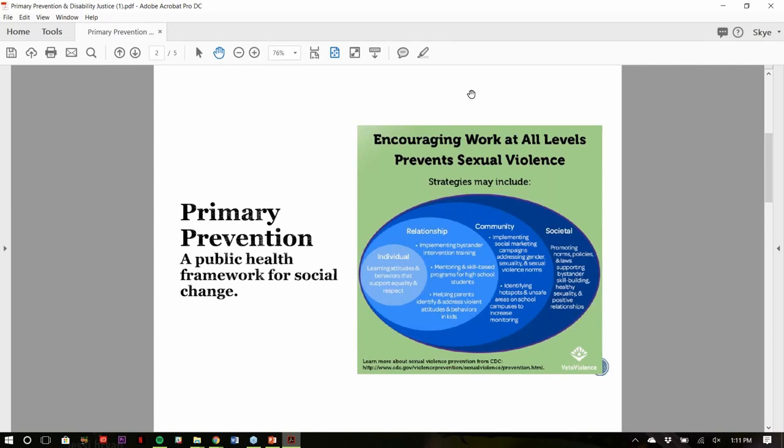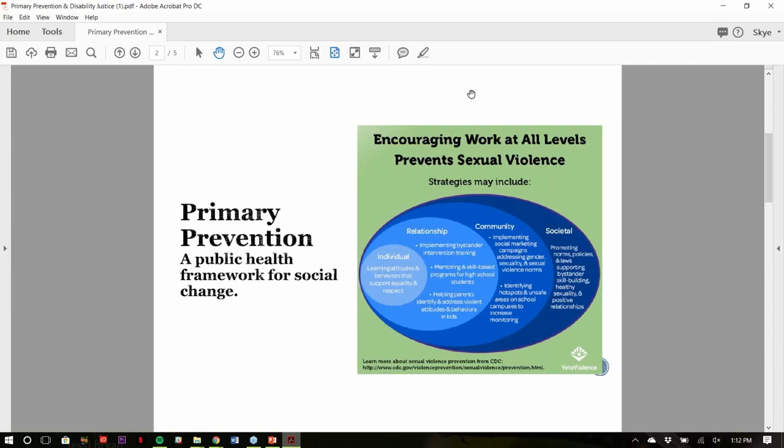Relationship protective factors might be things like having either family members, friends, or even caretakers for people who have disabilities that are affirming, are used to working with people with disabilities, and also respect the agency of the person that they're advocating with. Relationship strategies may include implementing bystander intervention training, mentoring skill-based programs for high school students, helping parents identify and address violent attitudes and behaviors in kids.